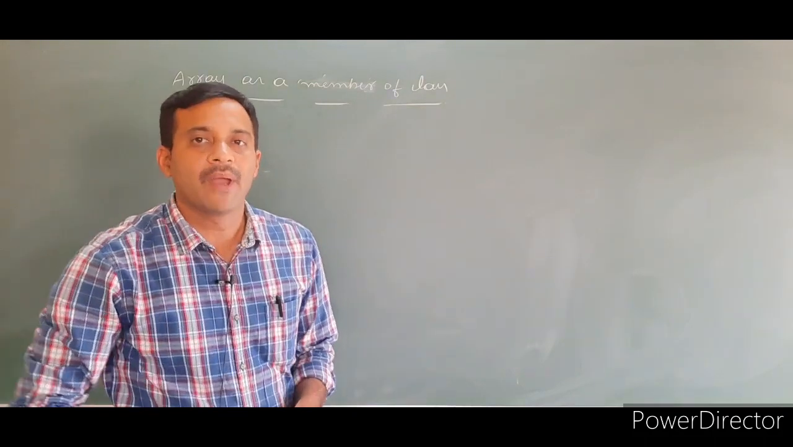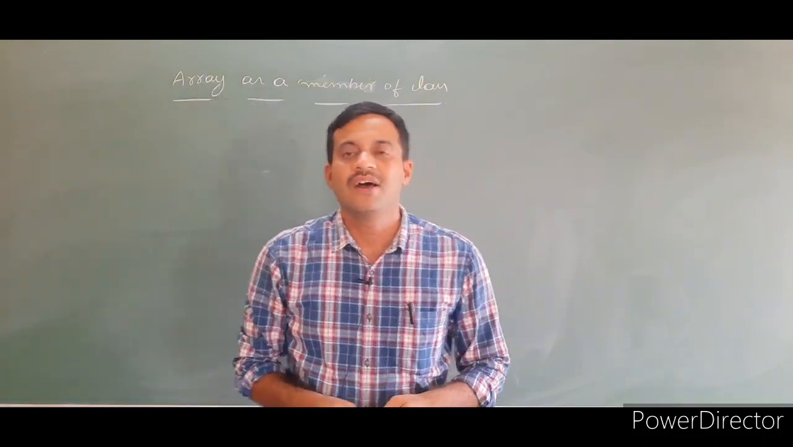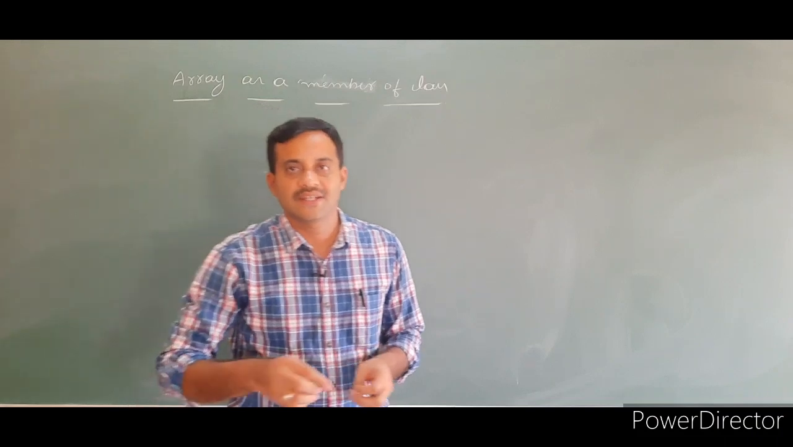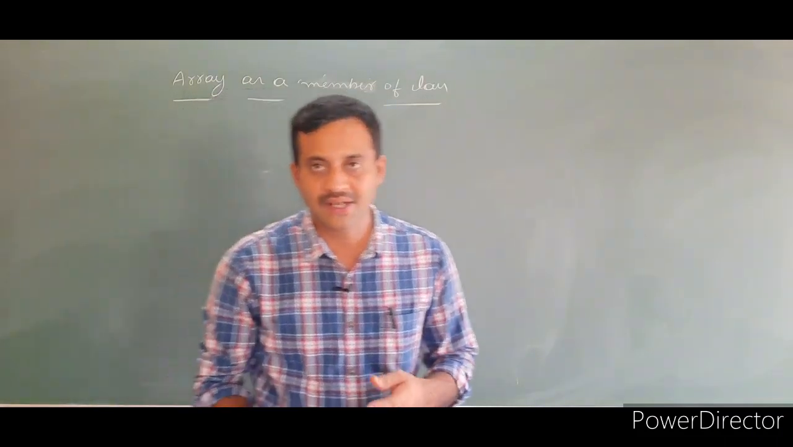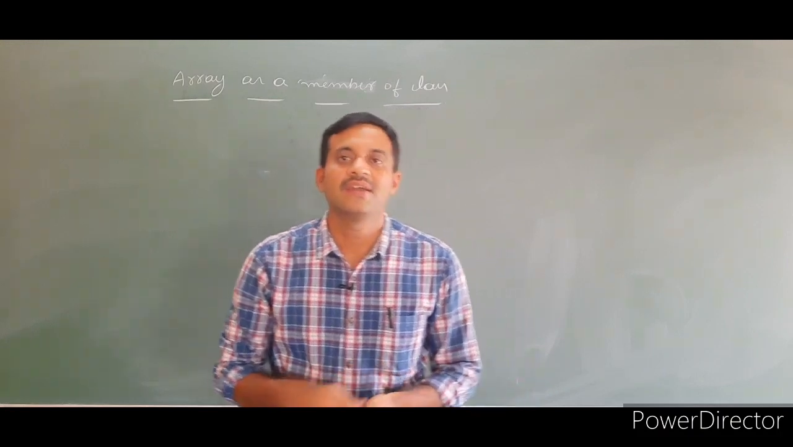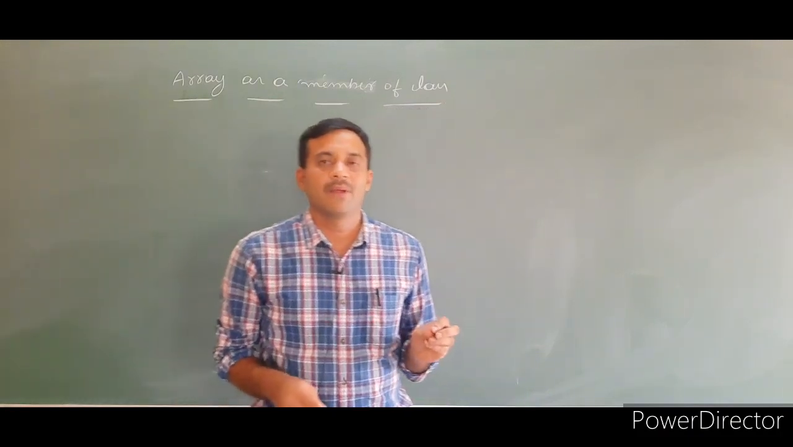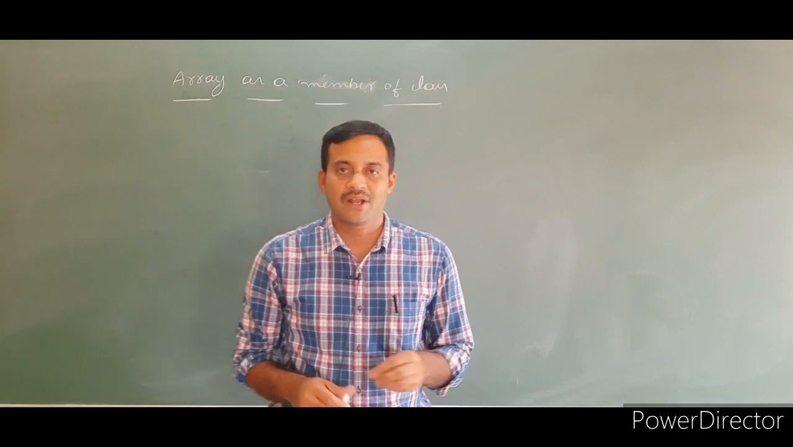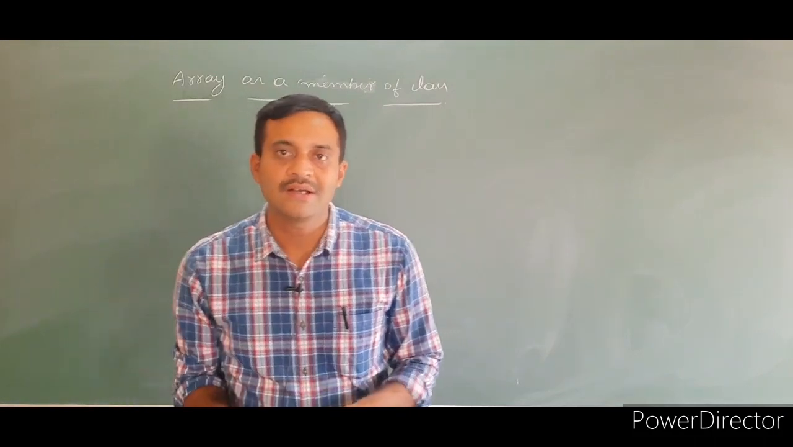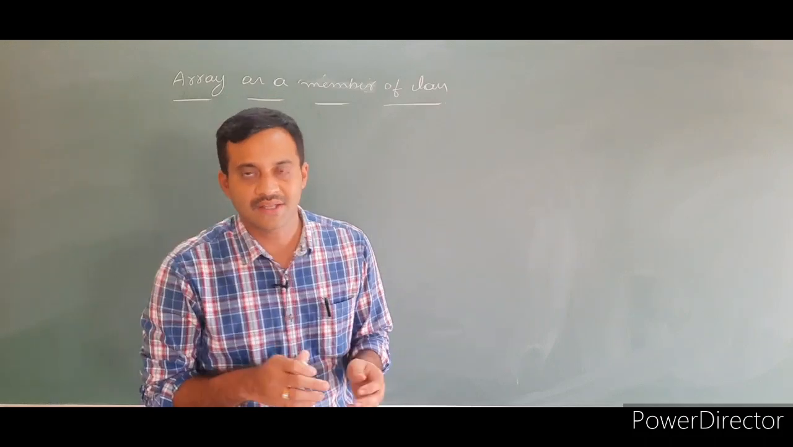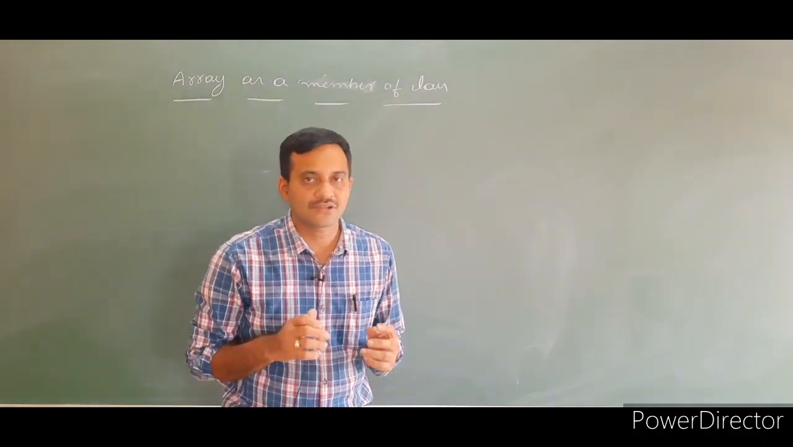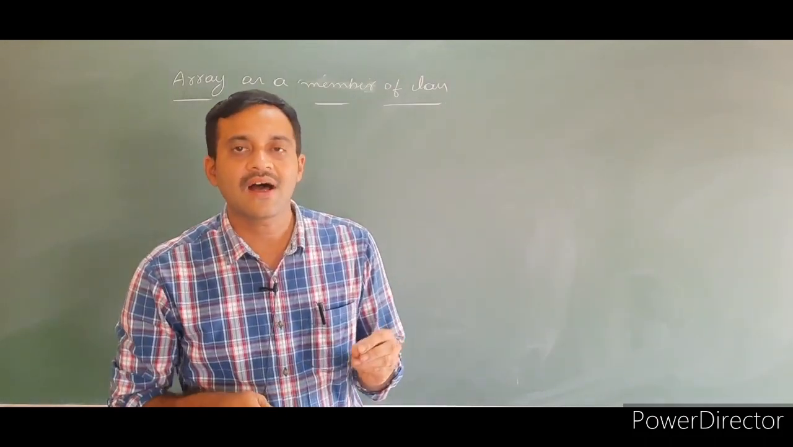Array as a member of class. We know that an array is a homogeneous collection of elements. All elements share the same name and the same data type, whereas class members are the member data and member functions. Member data and member functions together are called class members. Like other data members, an array is also declared as one of the class members.